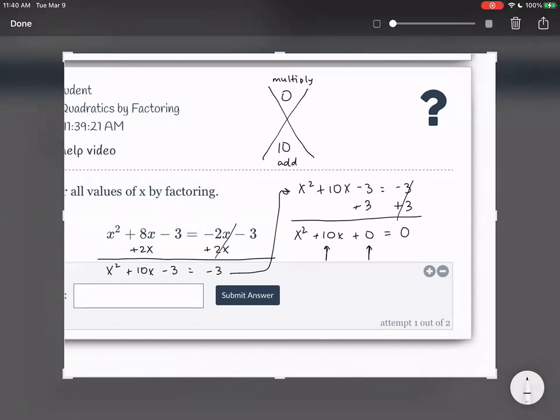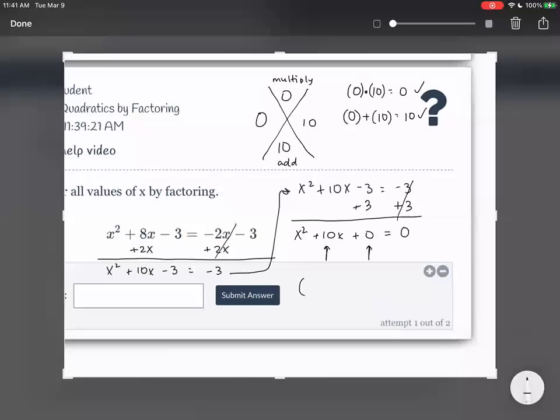Well, if you want numbers to multiply to 0, one of your numbers has to be 0. So 0 times anything is always going to be 0. So then the question is, 0 plus what equals 10? 0 plus 10 equals 10. And let's double check. 0 times 10 will give us 0, because 0 multiplied by anything is going to be 0. So that works. It multiplies to 0. What about 0 plus 10? That adds up to 10. So now we have 0 and 10 as our two numbers.